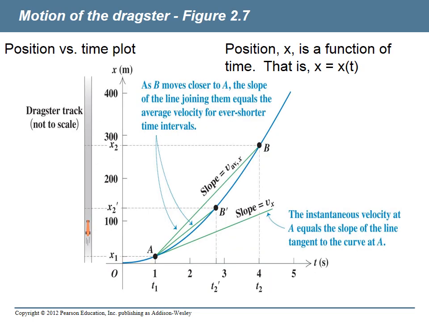Okay, I said that we would talk about instantaneous velocity as being equal to the slope of a line tangent to a position versus time curve or position versus time plot. So that's exactly what we have here. Over here on the left, we have a dragster that is driving along on this roadway right here. It starts out at some position x1 up here, and moves upwards to some position x2.